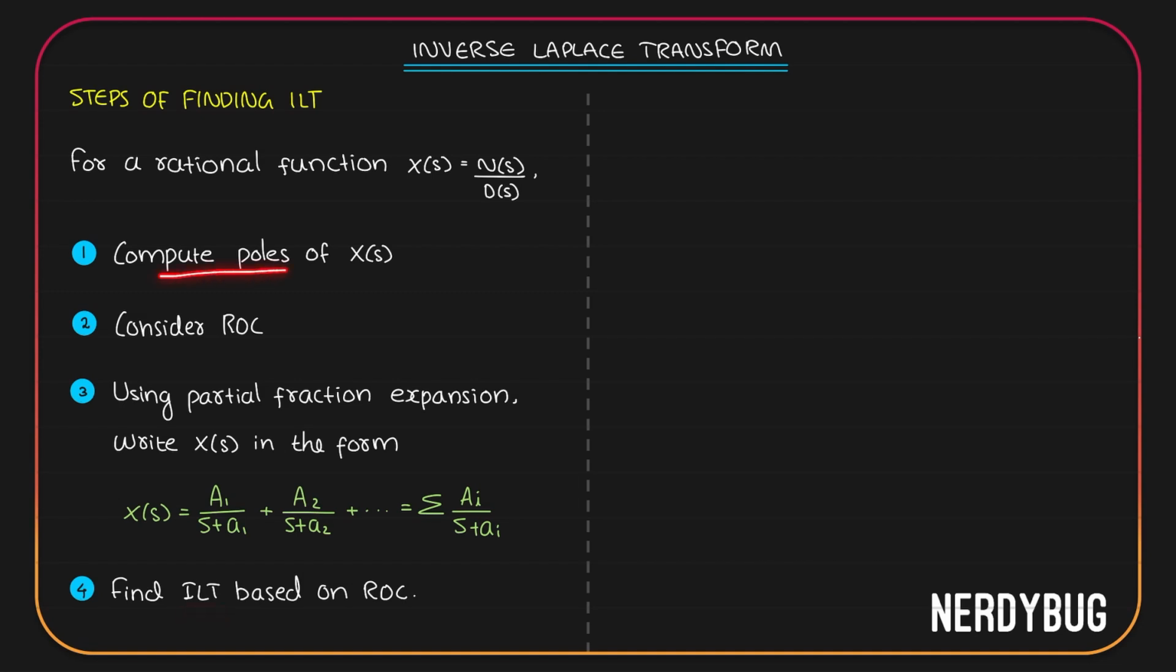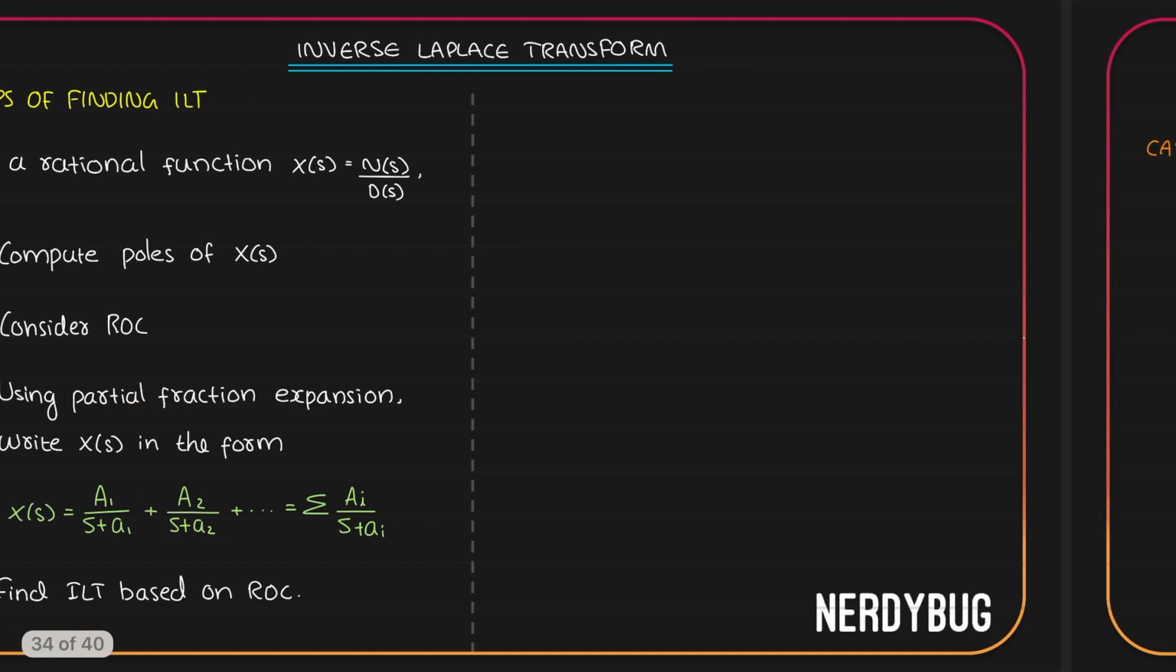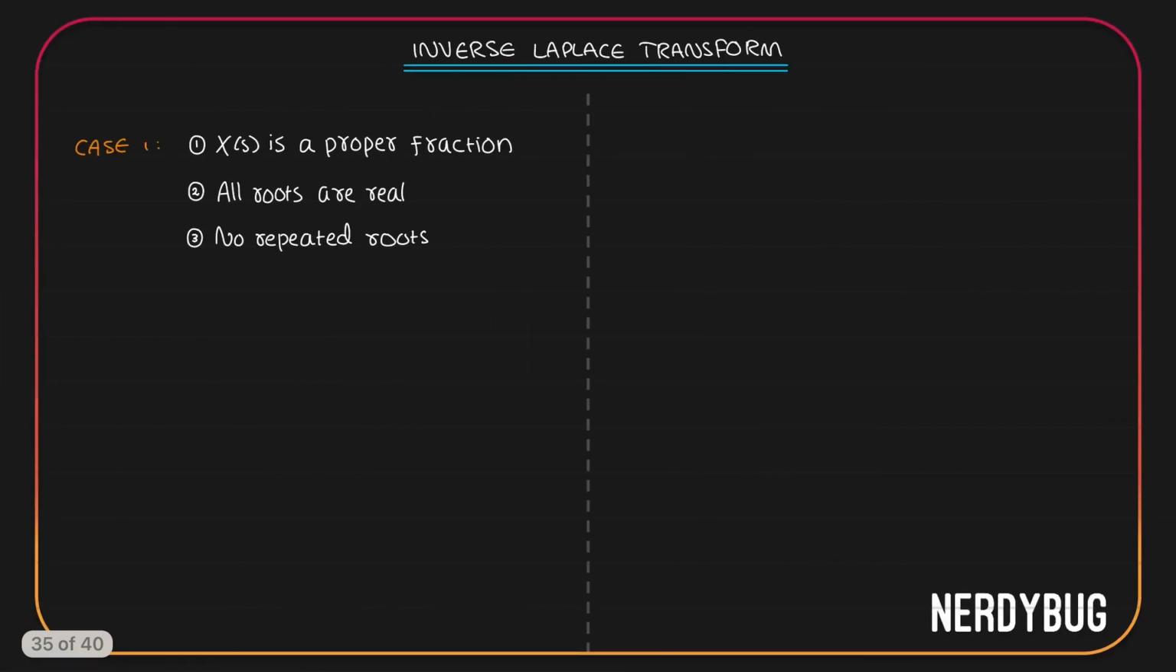We already know how to compute poles of an expression X(s). We already know how to take the ROC into consideration. So let us learn how to write X(s) in this form using partial fraction expansion. There are different cases in it. In the first case, X(s) is a proper fraction, that is, its denominator has a higher degree than its numerator. All the roots of denominator and numerator are real and no root is repeated.